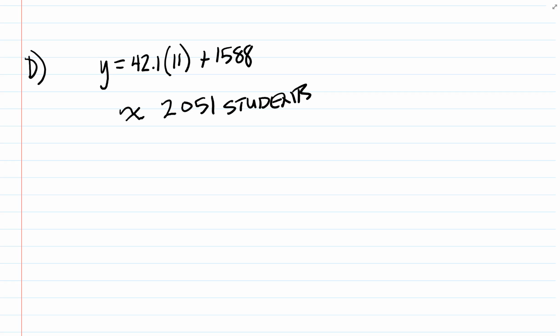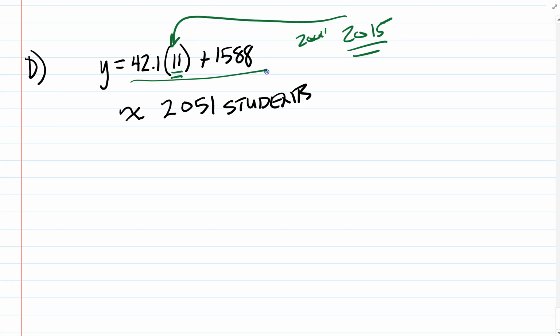And then finally, part D says use the line of best fit to estimate the enrollment in 2015. The only thing you guys have to remember is that 2015 would be exactly 11 years past 2004. So you put 11 in there for your X value. You run this through your calculator and you get approximately 2,051 students. And that's how you do problem 16.